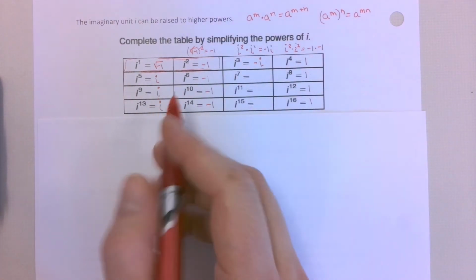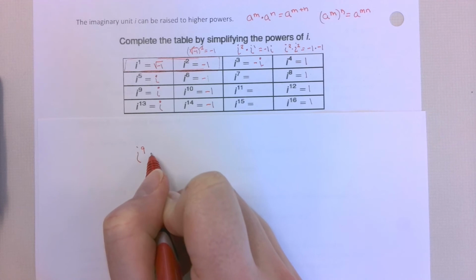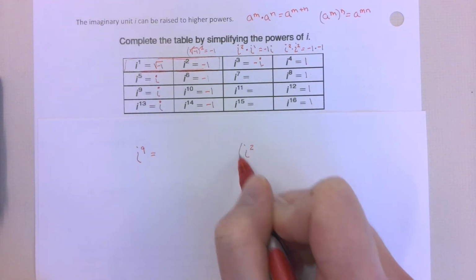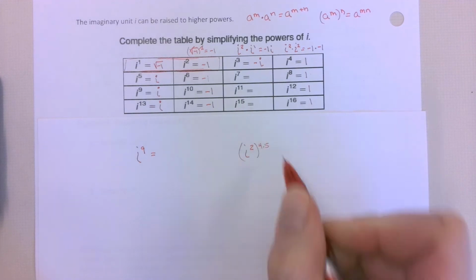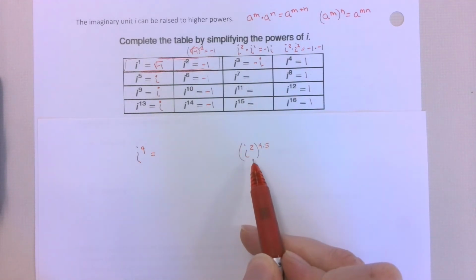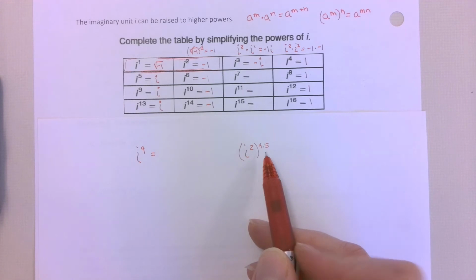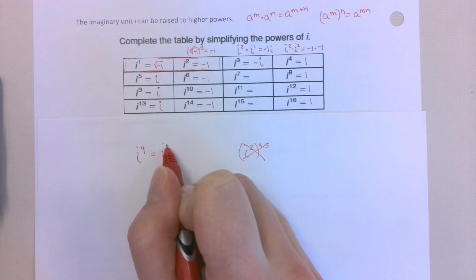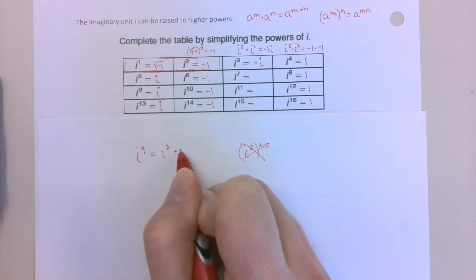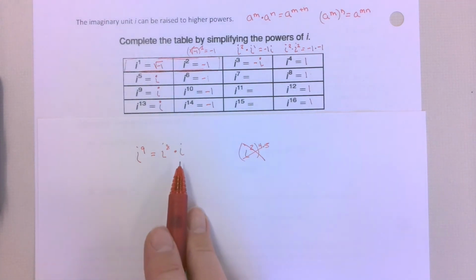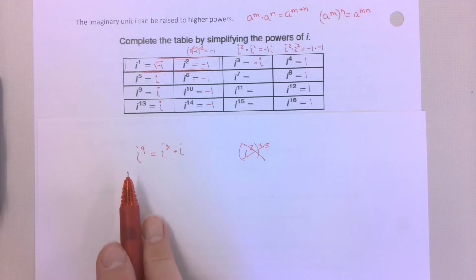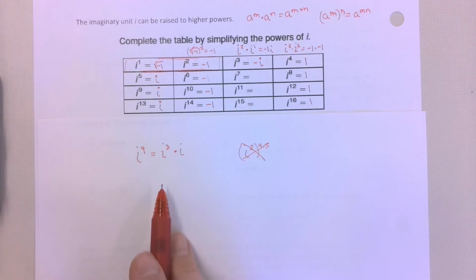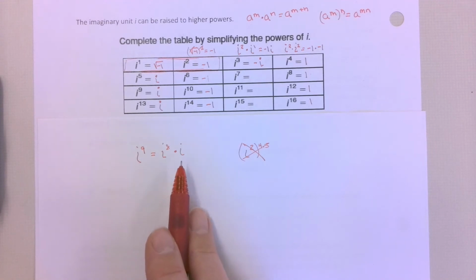So if I look at i to the 9th, I cannot write that as i to the 2nd to the 4.5. This doesn't help me, guys. I don't know what negative 1 to the 4.5 is. I don't want that. So what I want to do is take off the odd i. So I know that my answer is going to have an i hanging out. Remember, every 2 i's, i squared is always negative 1. So every 2 i's cancels out, cancels out, cancels out, and I've got the odd i left over.